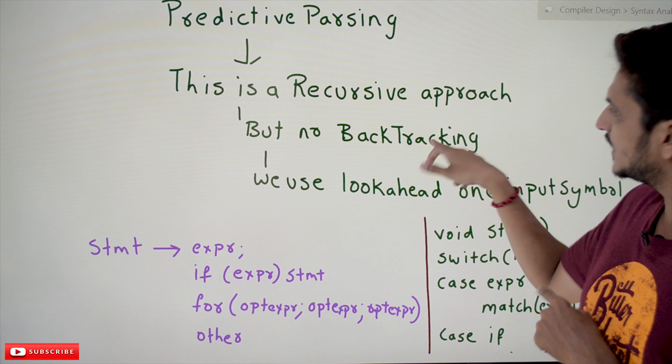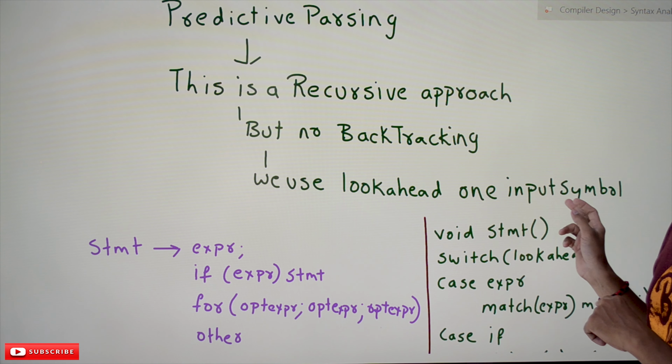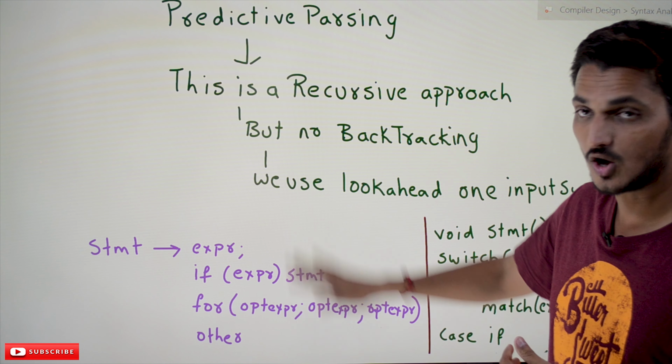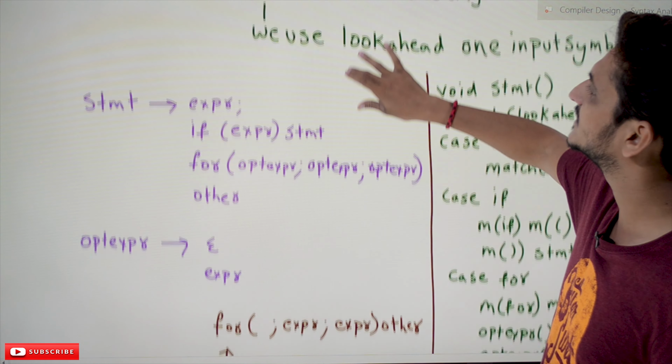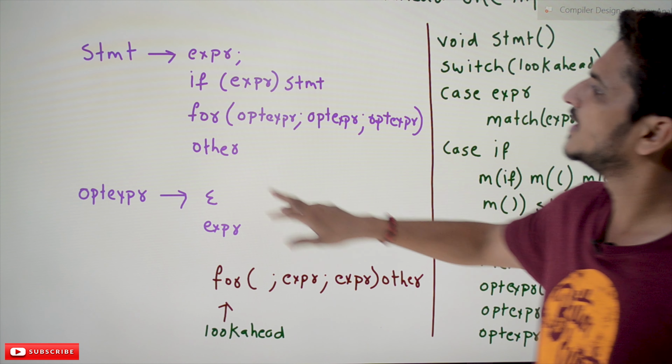In order to eliminate backtracking, we are using lookahead of one input symbol. What is lookahead of one input symbol? That we will try to understand along with the example. Let's take an example grammar. This is our context-free grammar. This is the example which we are choosing.